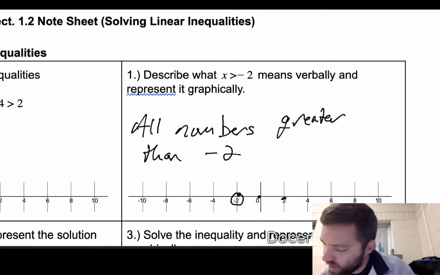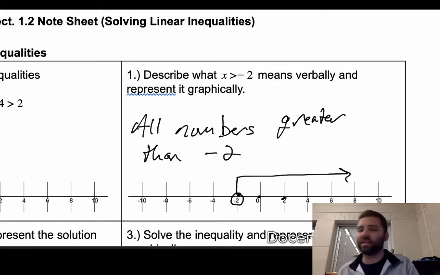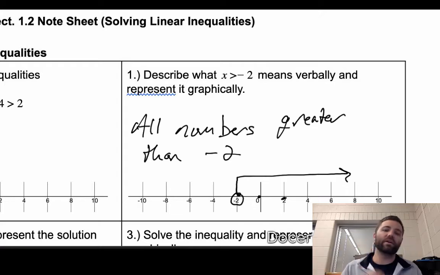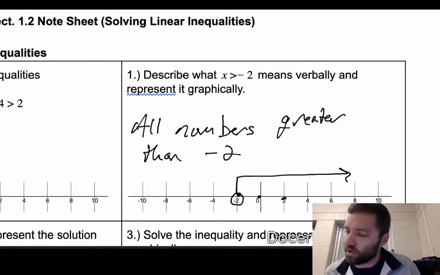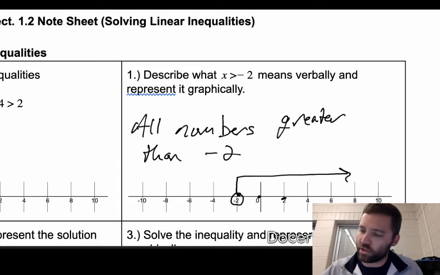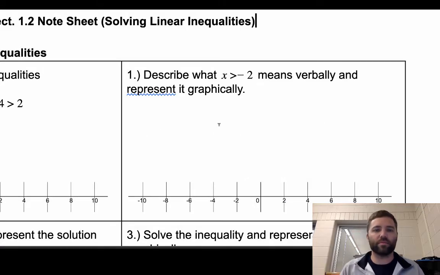How do we represent that? Well, we can represent it with an arrow. We don't actually have to put dots at every single number on the number line. We write an arrow that says, everything this way, that's what we mean when we say x is greater than or less than something. All right, so let's continue on here and actually do some problems.